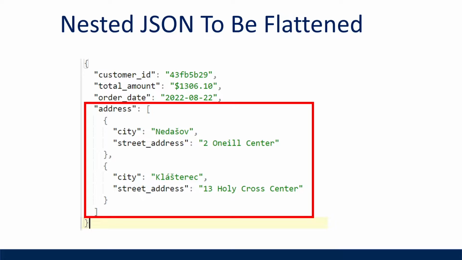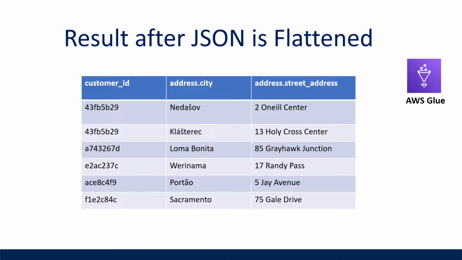For example, in this JSON payload, we can see that there are two addresses and cities that belong to one customer ID. In this video, I'm going to walk through how we can flatten this dataset into columns in AWS Glue with PySpark so additional analysis can be performed, or you can simply write this data to a relational database like Postgres, or you can store your data in a columnar format like Parquet.